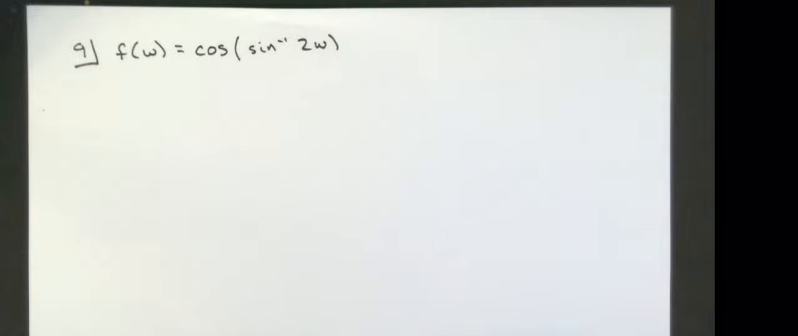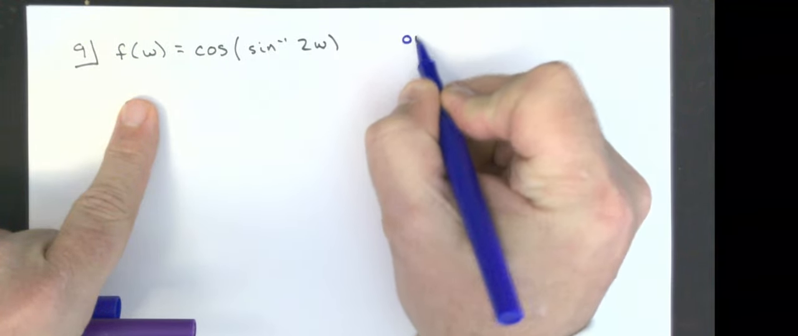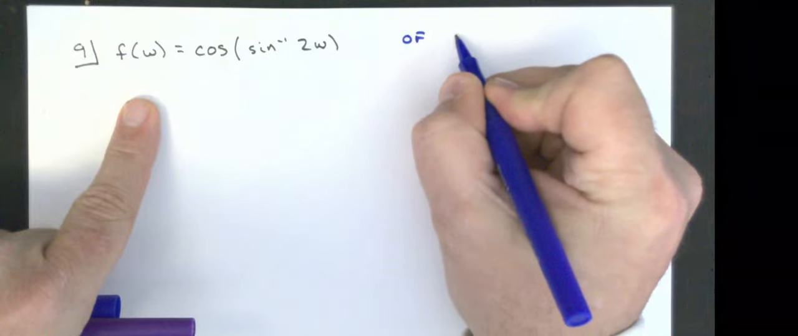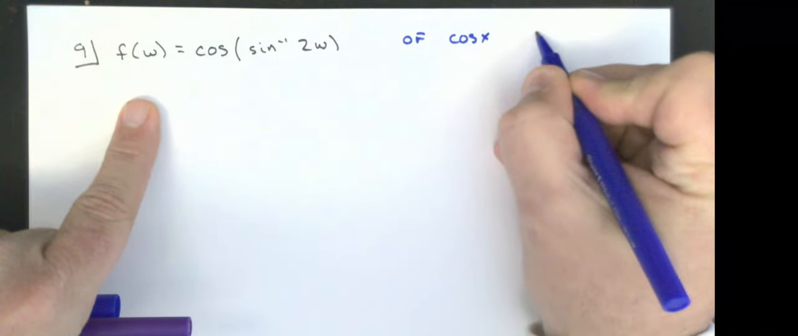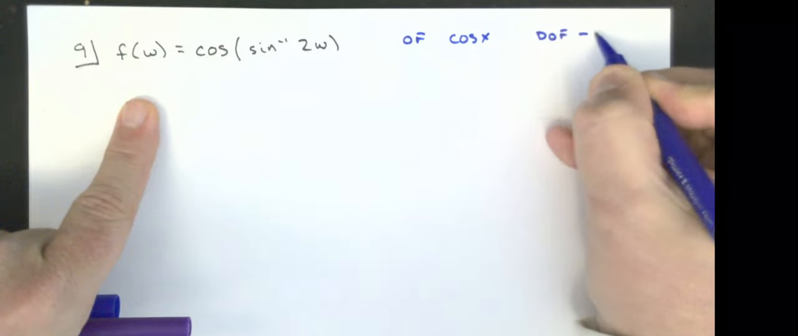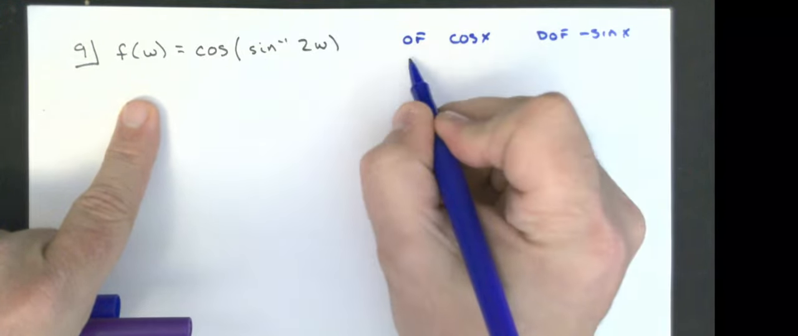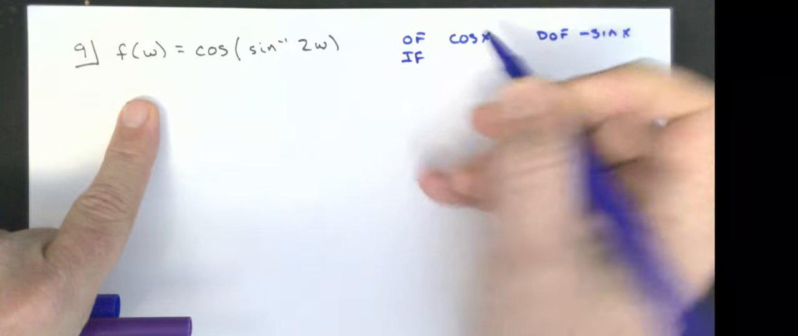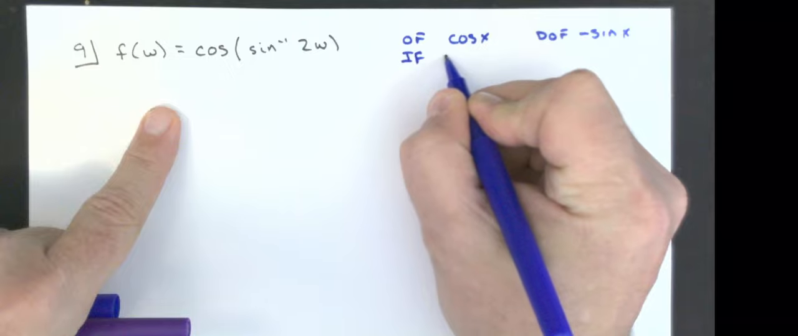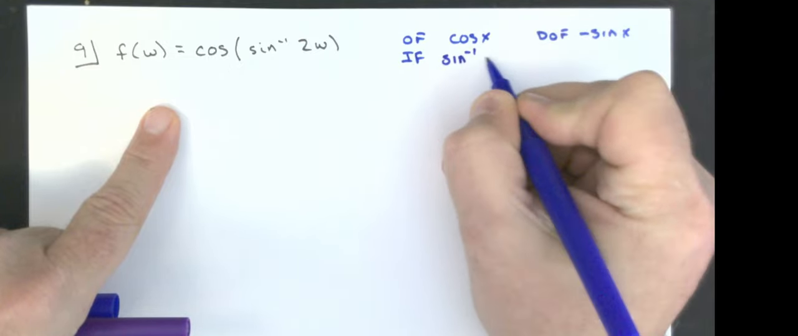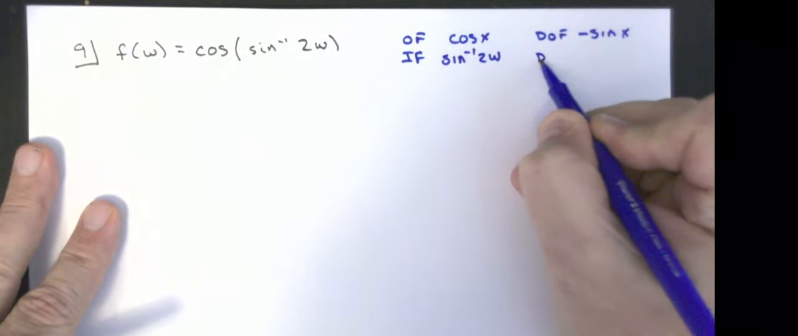So the first thing I want to do is look here. I have an outside function, which is cosine of x. The derivative of the outside function is negative sine of x. I have an inside function, which is inverse sine of 2w. Now I need the derivative of the inside function.